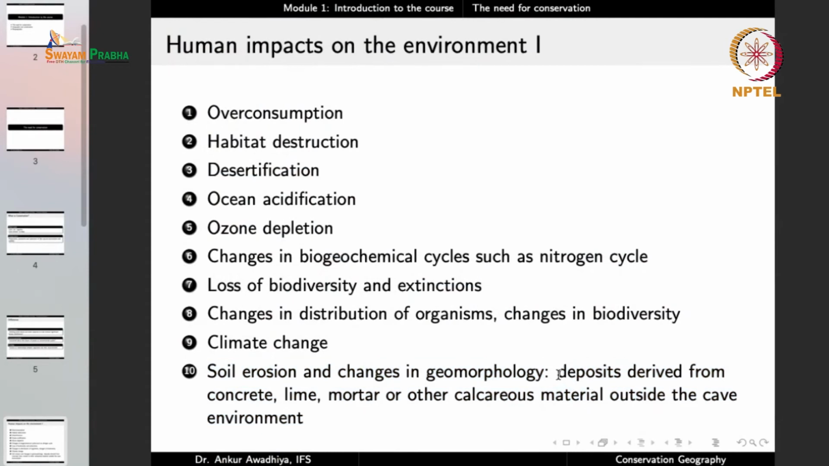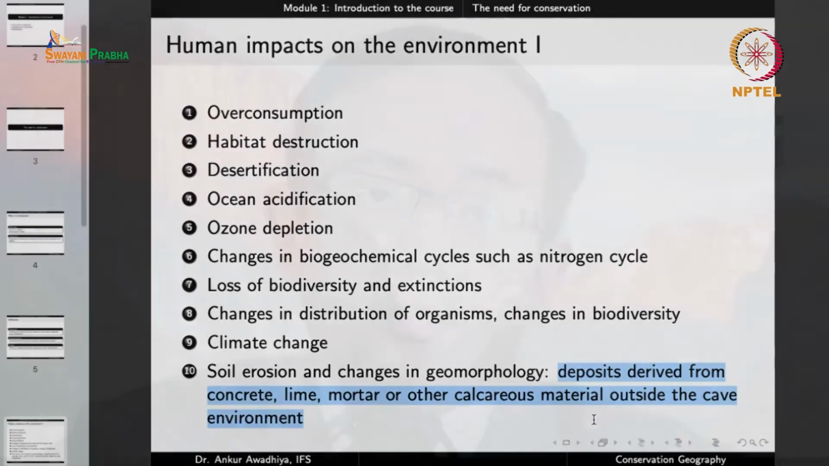We are now observing that deposits derived from concrete, lime, mortar and other calcareous material are being found outside the cave environments. Earlier, we used to find these calcareous deposits on land only in the caves. But now we are finding these everywhere because we are extracting these minerals and using them to make concrete and our homes. And once the homes have finished their active life, the houses get demolished and we get an excess of calcareous deposits everywhere. Now that is also changing the habitats of several organisms.